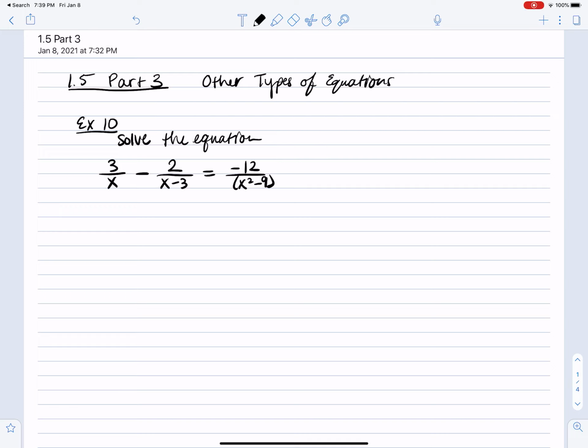Okay, today is the third and final part of 1.5. This is just generally other types of equations that we need to know how to solve.